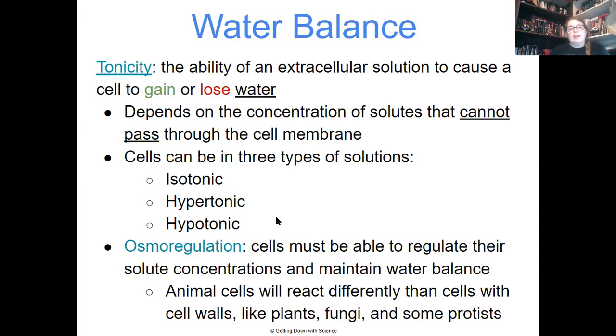Okay, so animal cells react differently than cells with cell walls. Cells with cell walls in a lot of ways have more protection against this than we do.